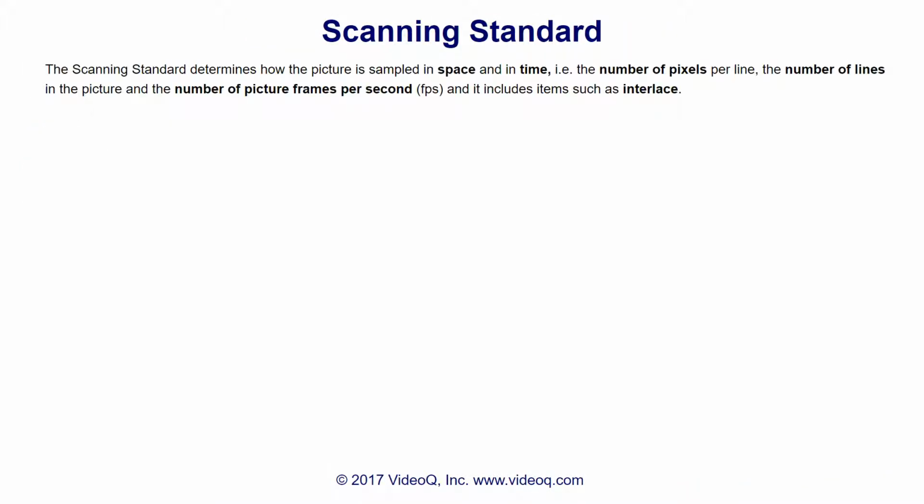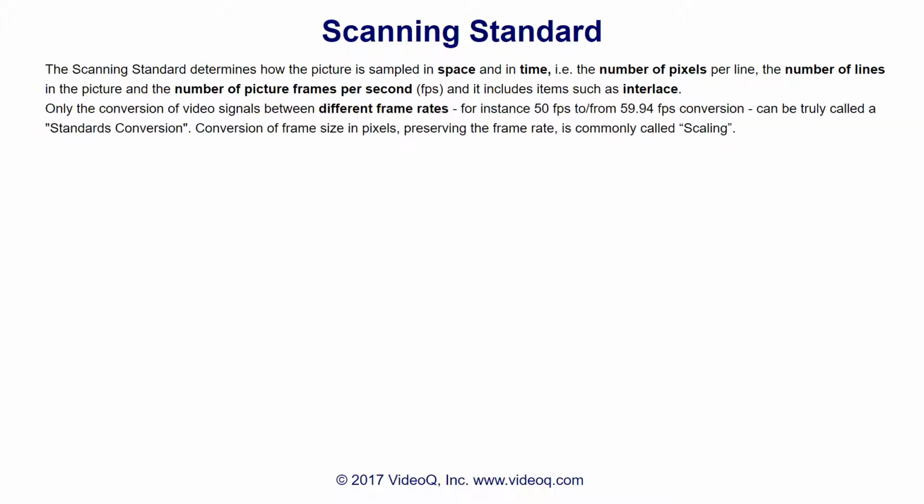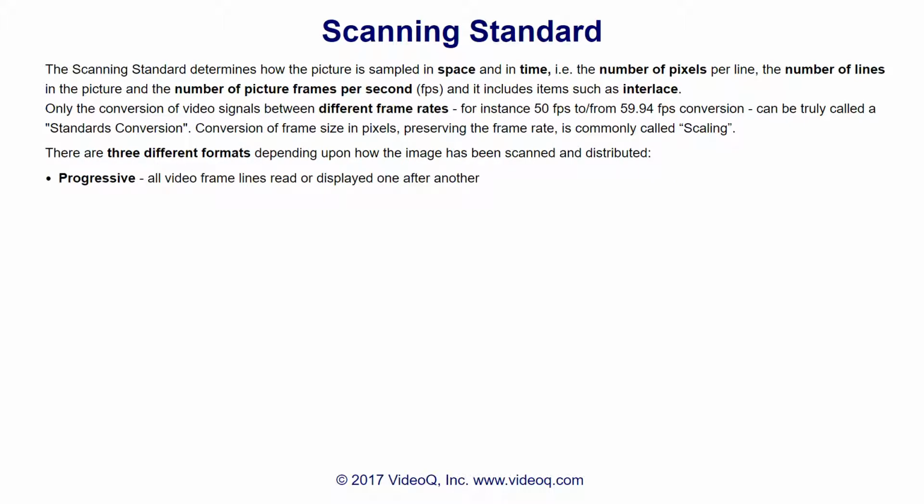Scanning standards determine the number of pixels per line, the number of lines in the picture, for example 1920 by 1080 in HDTV, and the number of frames per second, also known as a frame rate, and often abbreviated to FPS. And don't forget about the interlacing.